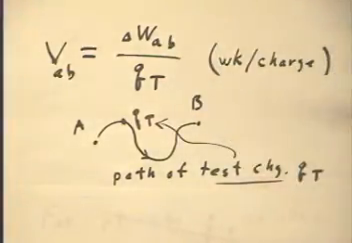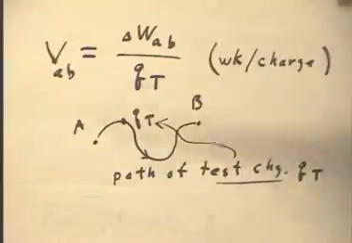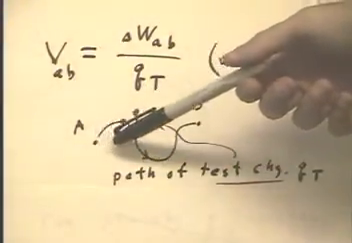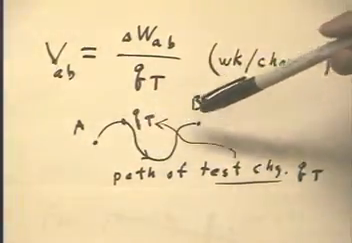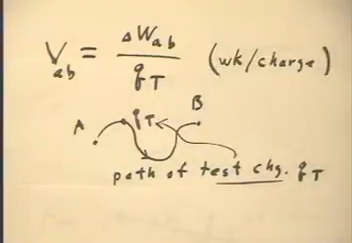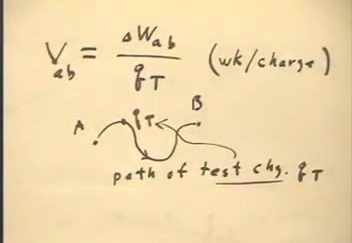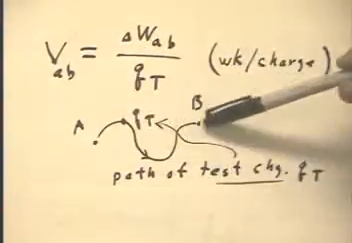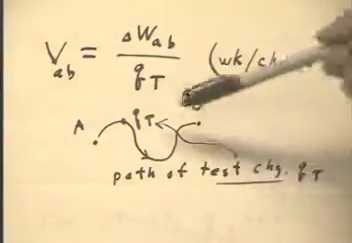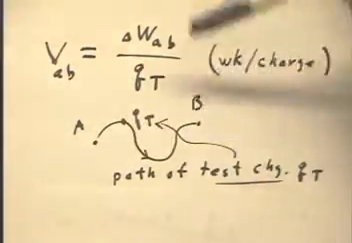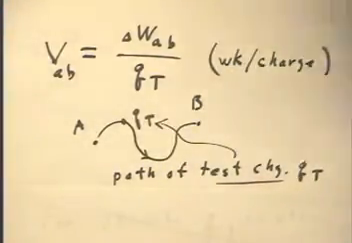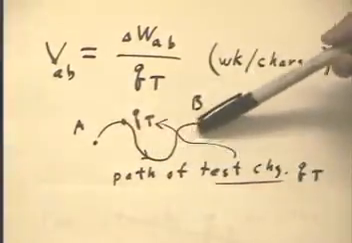It turns out, and we don't prove it in this course, it really requires multivariate calculus to prove the idea, but the work done in moving from point A to point B in an electrical field is independent of the path followed by the test charge. Therefore, the voltage between A and B is well defined. That means the voltage between A and B is the same no matter what path you use to go from A to B.